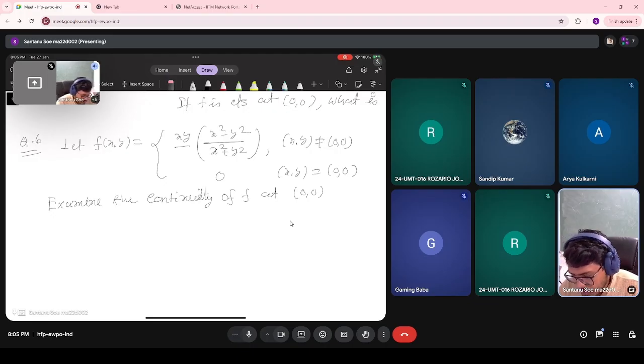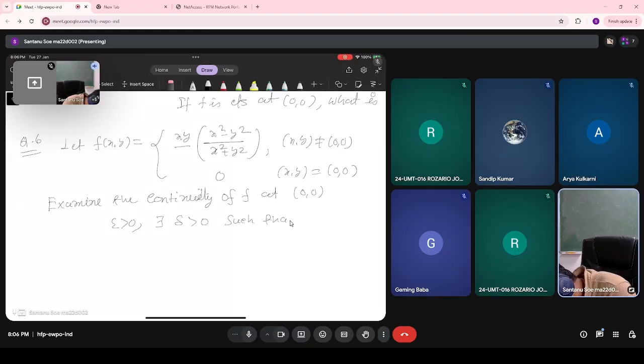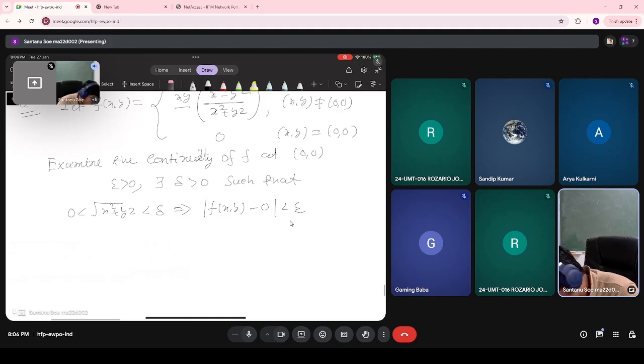Because the denominator power can get cancelled out at some point, and then the numerator power will be very much higher. So if we just put the values of x and y, which is 0, 0, the functional value will be 0. So that means we'll show that for any epsilon greater than 0, there exists delta greater than 0, such that 0 less than square root of x squared plus y squared less than delta will imply this holds. Okay, so we're going to start with this one.